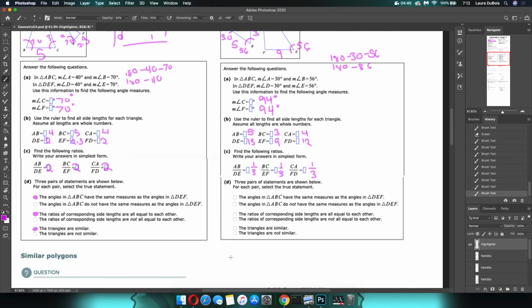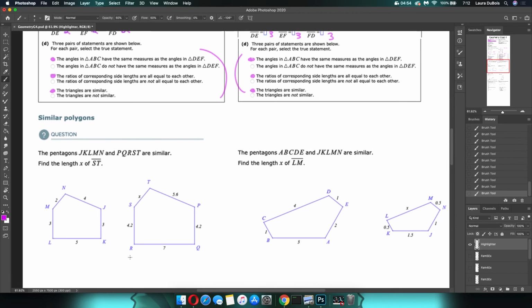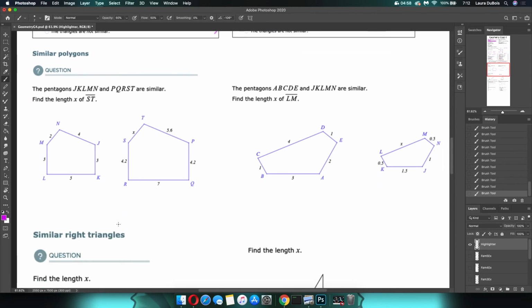So are the angles the same measure? Yes. Ratios are equal? Yes. Triangles are similar? Yes. And you start to realize that this section of the problem is exactly the same, which is the point. Now, similar polygons, same idea. Now that we know it's the same shape and different size, now we can do a setup.